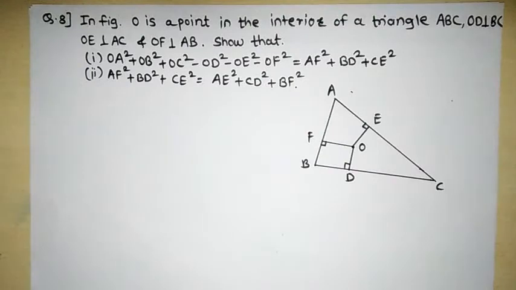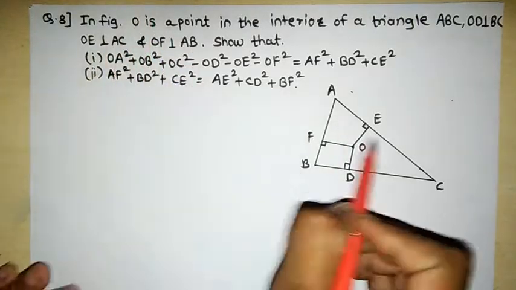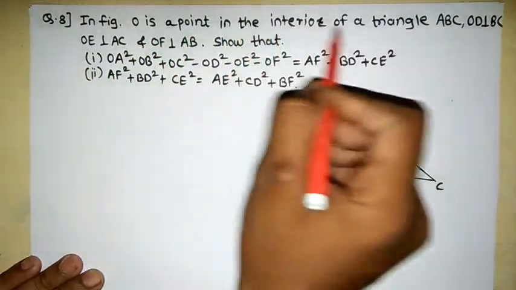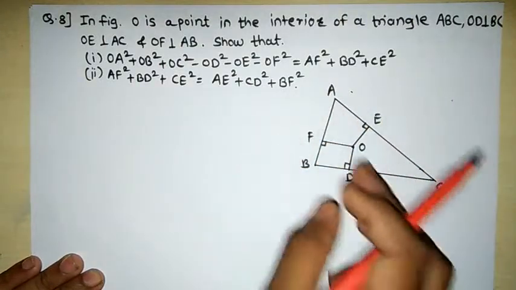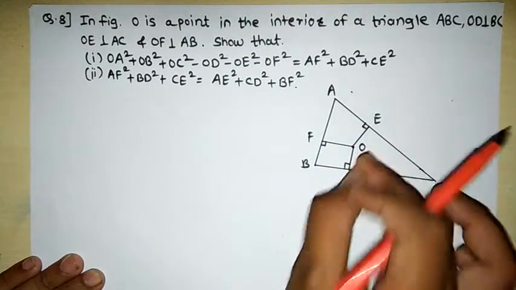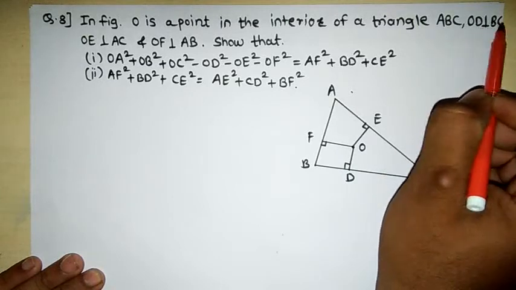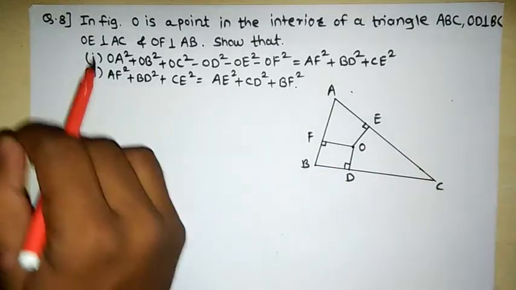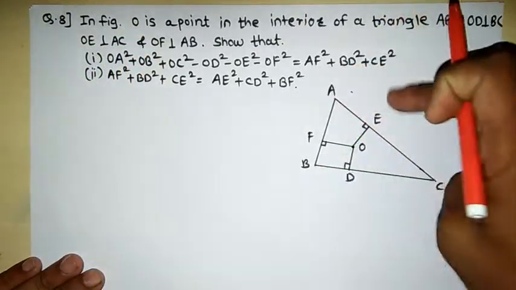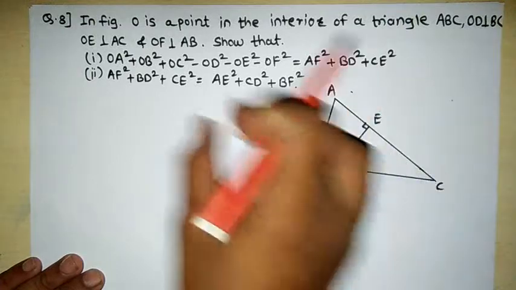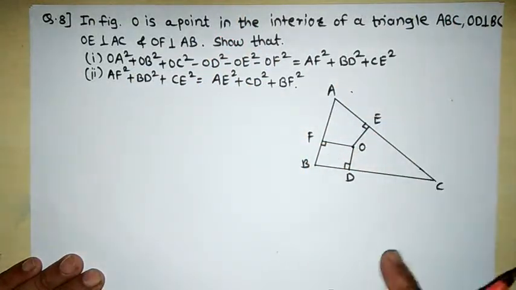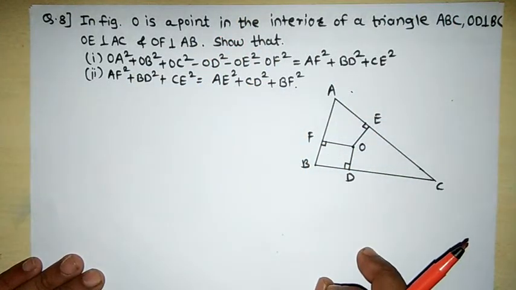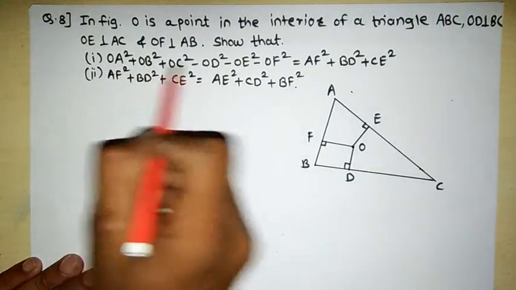Now we will see question number 8. See, in question number 8, what is given here in the figure. O is a point in the interior of a triangle ABC, such that OD is perpendicular to BC, OE is perpendicular to AC, and OF is perpendicular to AB. It is given here. Now we have to show this.